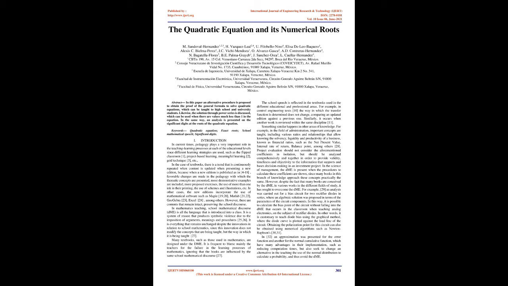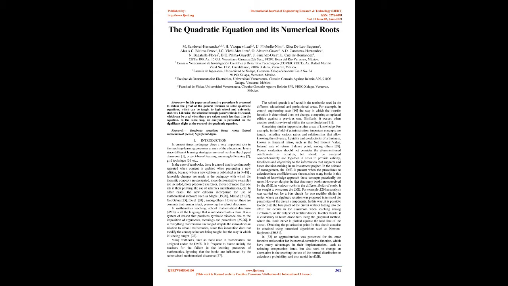In other words, it is customary to teach diode bias using the graphical method, where the diode curve is plotted against the load line of the circuit. Obtaining the polarization point for the circuit can also be done using numerical algorithms such as Newton-Raphson's [30, 31]. In [32], an approximation was presented for the error function and another for the normal cumulative function, which have many advantages in their implementation, such as reducing computation times, but also seek to offer an alternative in teaching the use of the normal distribution to calculate a probability, and thus avoid the DME.